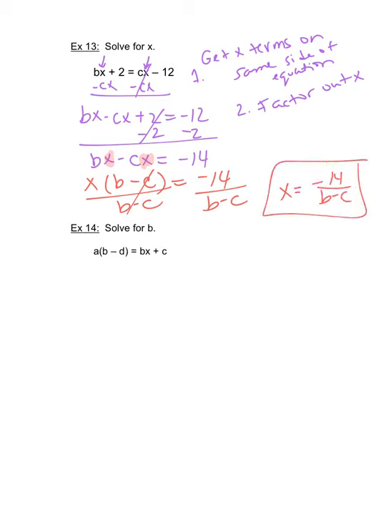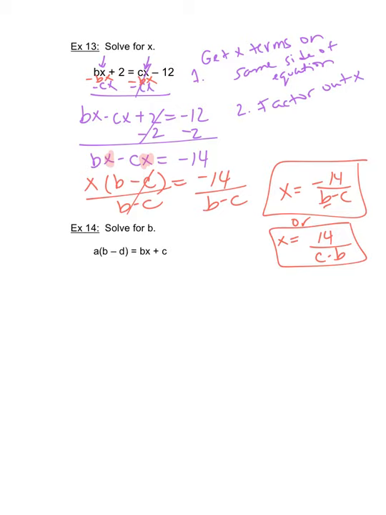Now, if you had started out by subtracting bx on both sides like that, then you would have gotten basically everything on the opposite side of the equal sign. And you would have gotten x equals a positive 14, and instead of b minus c, you would have gotten c minus b. Those are equivalent. Same answer.